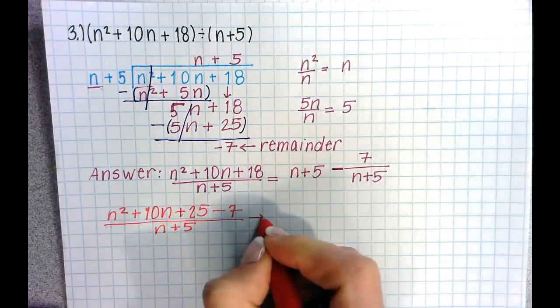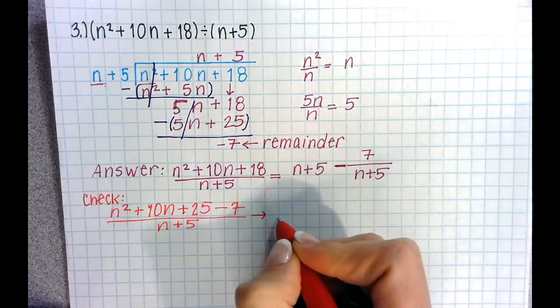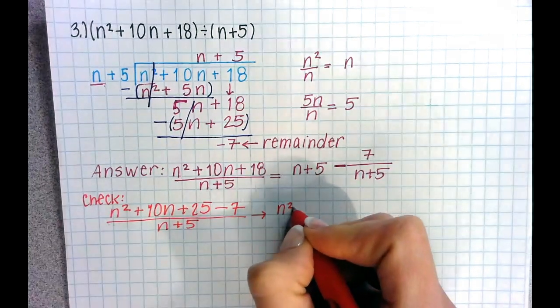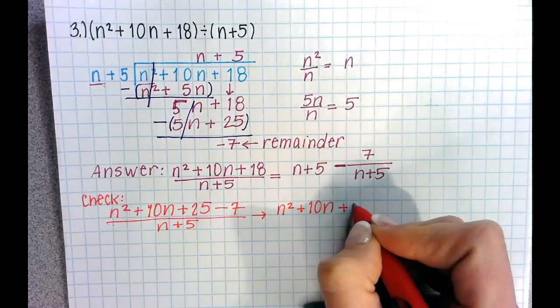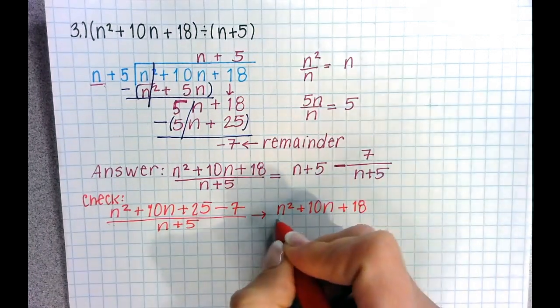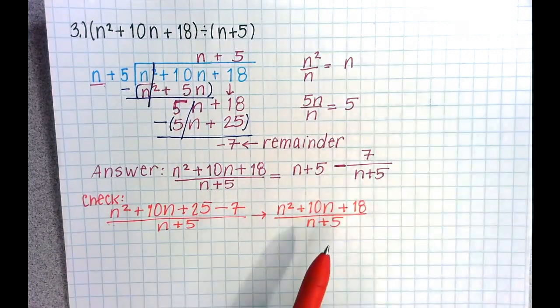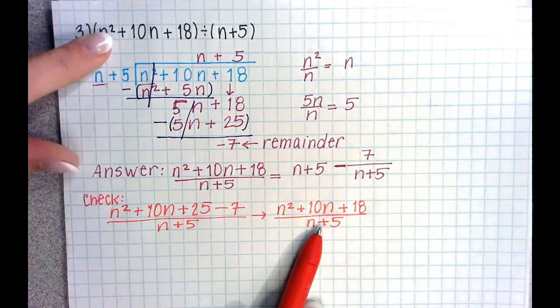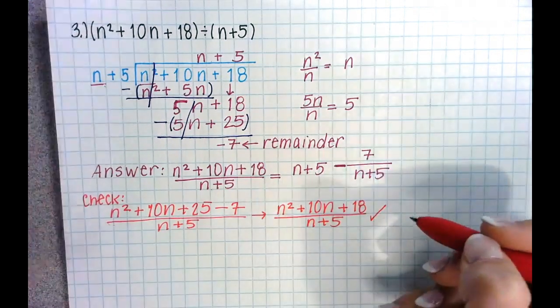And what will that give me? So just labeling this as my check. What does that give me? n squared plus 10n plus 18 over n plus 5. That is the original problem. So we're good to go.